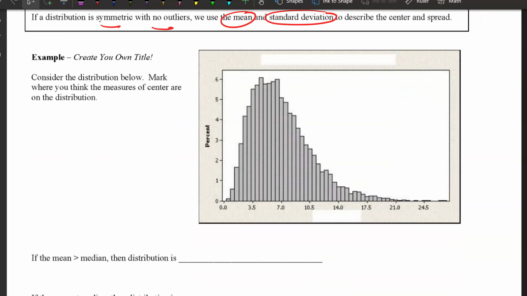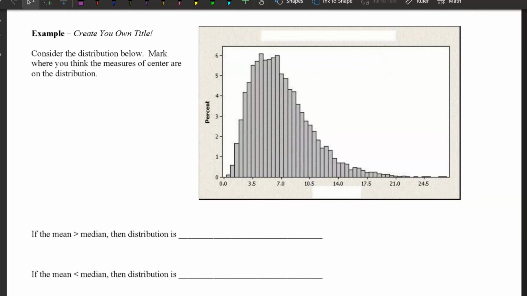Create your own title. I guess we could look at these values and try to come up with a data context, but whatever. Consider the distribution below. Mark where you think the measures of center are on the distribution. Okay, so mode is probably the easiest to find. You kind of fit a smooth curve to this thing. It's going to be the peak. So I'd say this is the mode.